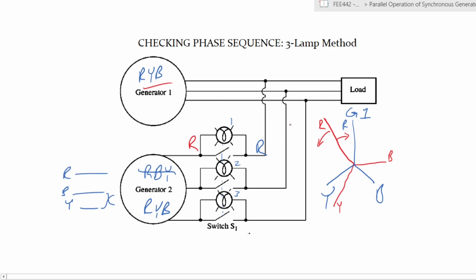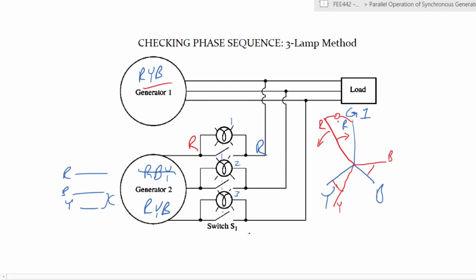So your lamp is connected across these two, right? And your lamp here is also connected across these two and across those two. So what the lamps are actually showing is the phase difference between the two. As long as there's a phase difference between the two, there will be some voltage circulating between them. So the aim of checking the phase sequence is to ensure that you can see that brightness or dimming going in the same sequence, right?